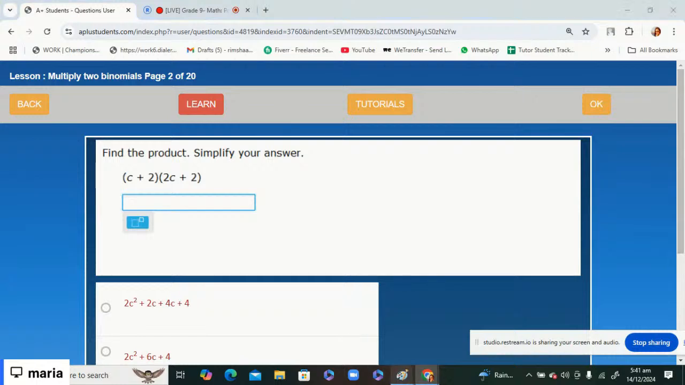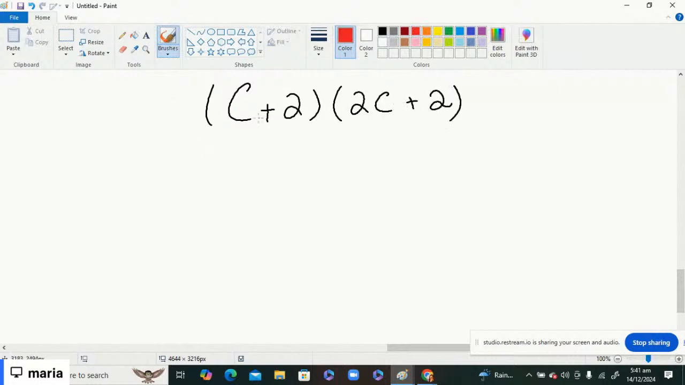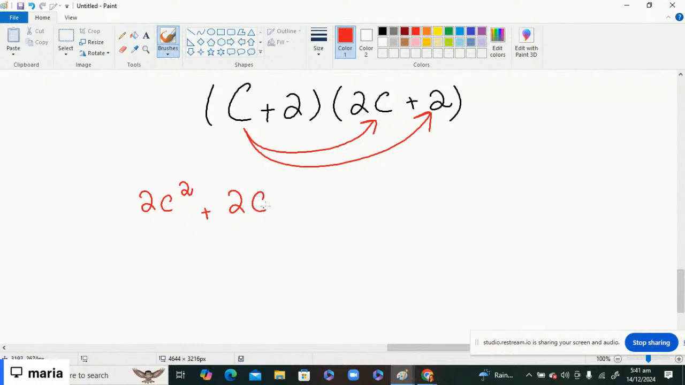c plus 2, 2c plus 2. Let's see. c plus 2 and 2c plus 2. Multiply c with the first one, c with the second one. This become 2c square plus 2c plus 2 times 2 is 4c plus 2 times 2 is 4. Okay, now 2c square as it is. 4 times 2 is 8c plus 4.